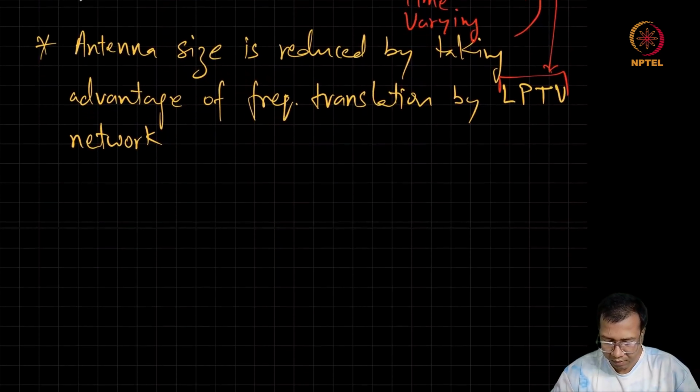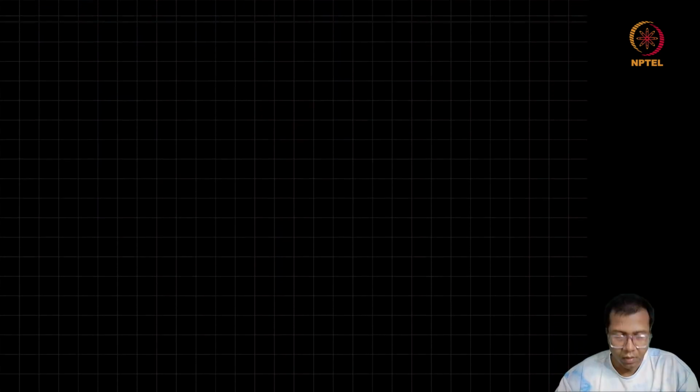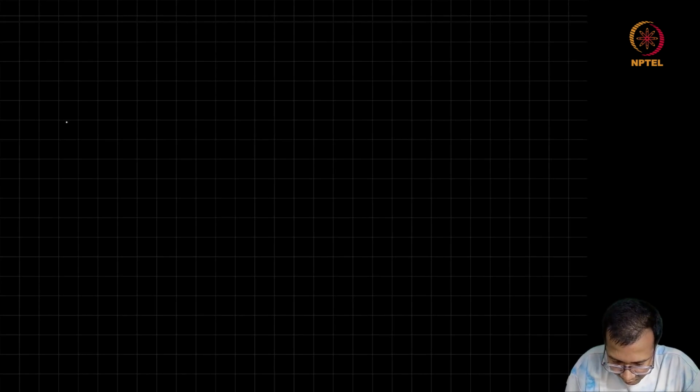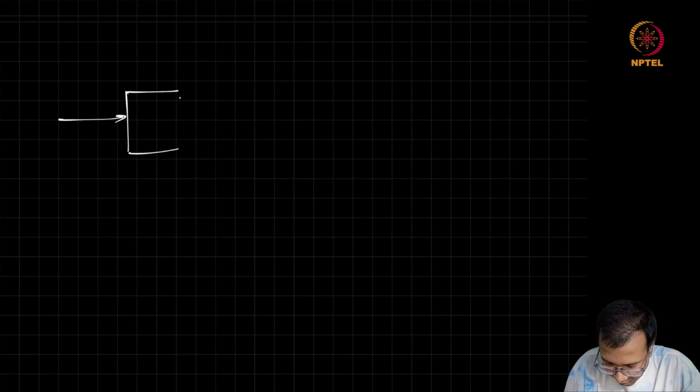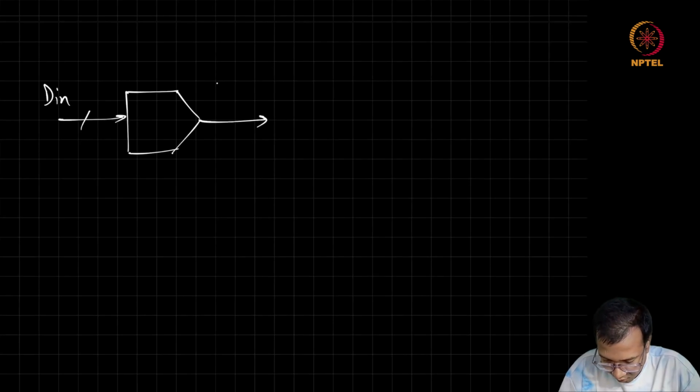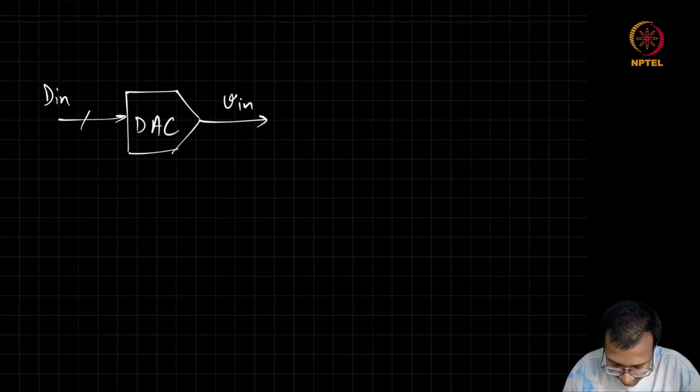Nowadays, in all modern transmitters, all the data is available in the digital domain. And when we are trying to transmit this digital data, we need to first convert it into the analog domain, for example, some analog voltage. This is achieved with the help of a block called a digital to analog converter.